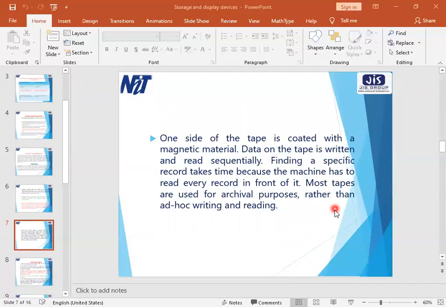Now, what is very important about magnetic tape is that one side of the tape is coated with a magnetic material. So data on the tape is written and read sequentially. Finding a specific record takes time because the machine has to read every record in front of it. Most tapes are used for archival purposes rather than ad hoc writing and reading. That means tapes were used just for the archive, for storing the information. For reading and writing, these are not used. Just for reading and writing, RAM is used, in which the memory is not stored permanently.